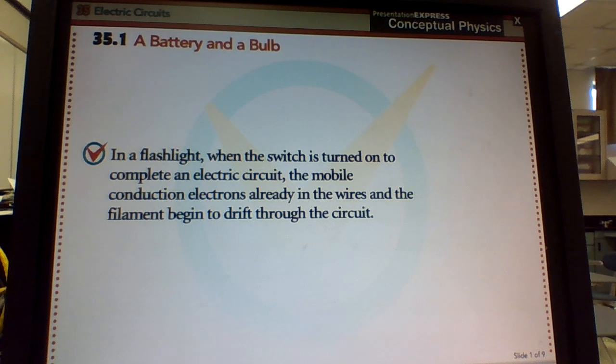But with a battery and a bulb, basically we're talking about a flashlight here. We have a switch. We turn it on. This completes an electric circuit. Once that circuit is completed or closed, the mobile conduction electrons that are in the wiring all just start to move. Once they begin to move, they can pass through the filament of the bulb in the flashlight and cause the bulb to go on, and then they drift from one side of the battery to the other side of the battery, and we have light.